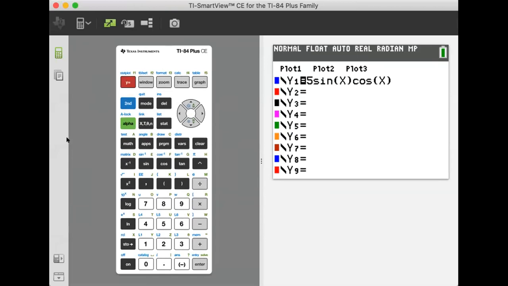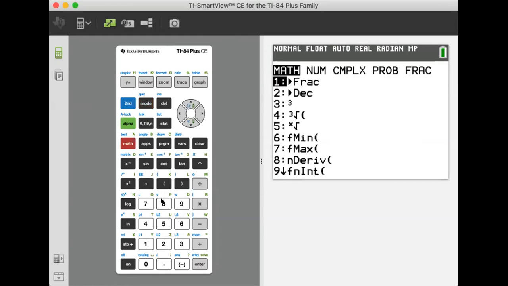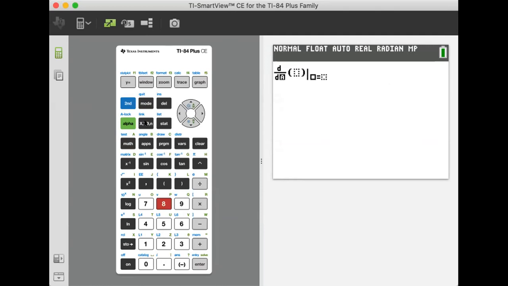Okay, so you should have this. All right, so they asked for the acceleration. And in order to get the acceleration from the velocity, I need to take the derivative. So my equation is in my calculator. I have 5 sine of x cosine of x. So I'm going to go to my good friend from the first semester on the calculator, math 8. Math 8 and deriv. Okay, so this is with respect to x.